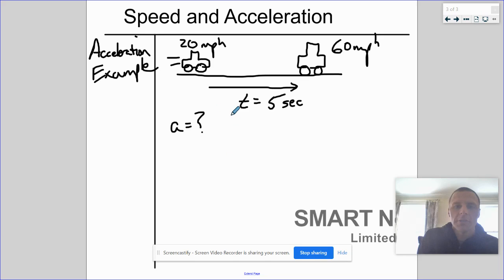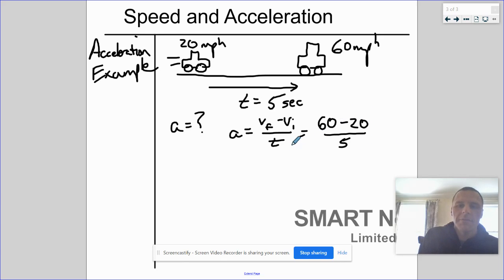So to do this, we would use the acceleration equation. Acceleration is final velocity minus initial velocity divided by time. The final velocity is what goes first, so that's 60 minus 20, the initial velocity, divided by 5. And we get 40 in the numerator divided by 5. So that would mean an acceleration of 8 miles per hour per second. That means that the car gained 8 miles per hour for every 1 second that it accelerated.